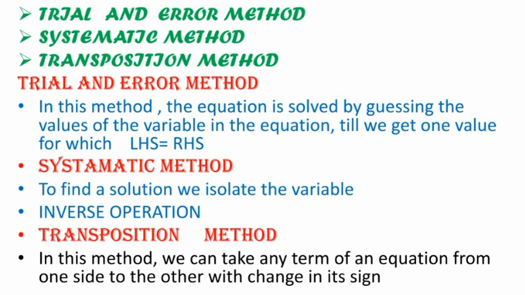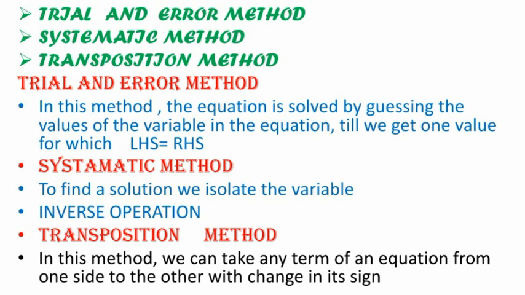Clear? Systematic method is a method where you isolate the variable. Isolate the variable means we have to keep the variable alone. We don't want anything with the variable. The variable should be alone, it should be isolated. While solving with the systematic method, one thing we have to keep in mind is the inverse operation, whether it is additive inverse or multiplicative inverse.